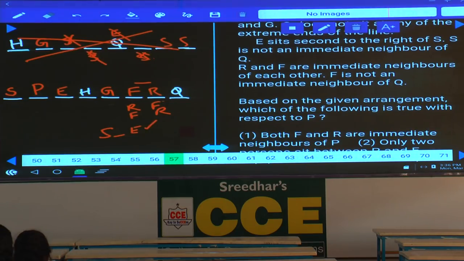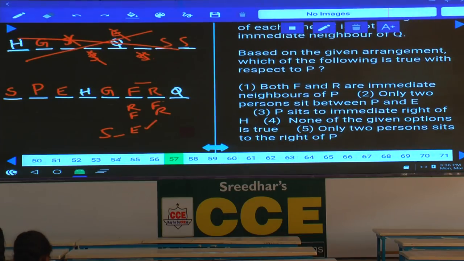Then question number 57. Based on the given arrangement, which of the following is true with respect to P? Both F and R are immediate neighbors of P, that is false. Only two people between P and E, that is also false. P sits to the immediate right of H, that is also false. And only two persons sit to the right of P, this is also false. And none of the given options is true, that is choice 4.